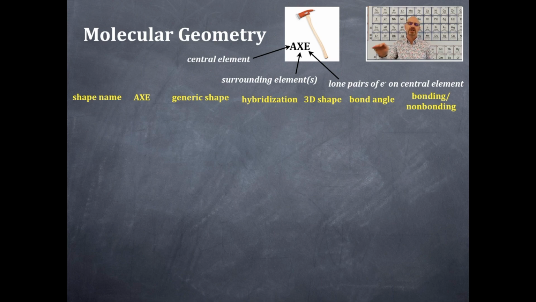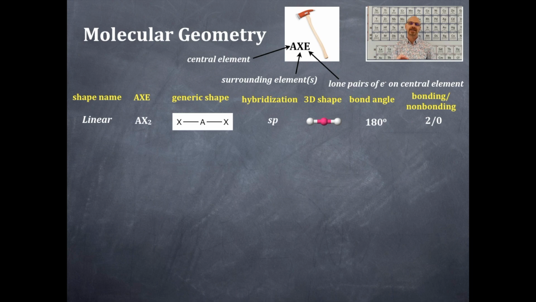I want you to take a look at what you have in the yellow at the very top. Starting from the left is the shape name, then the AXE structure, the generic shape, the hybridization, the 3D ball and stick molecular shape, and the bond angles, and then following that is the bonding and non-bonding. We're going to go through the molecular geometry of all the shapes. So let's get started with the first one.